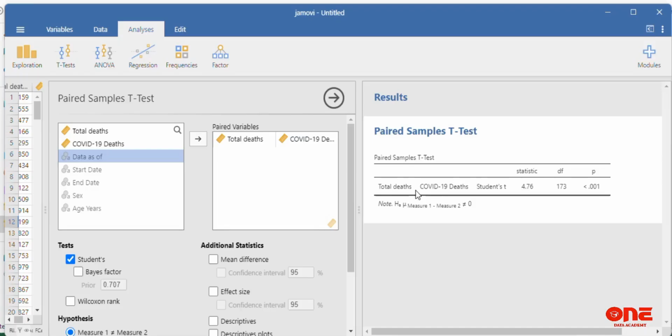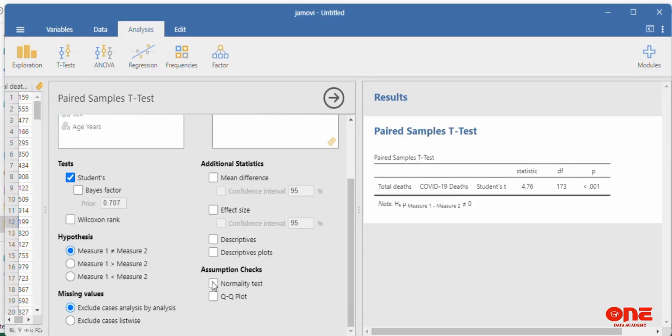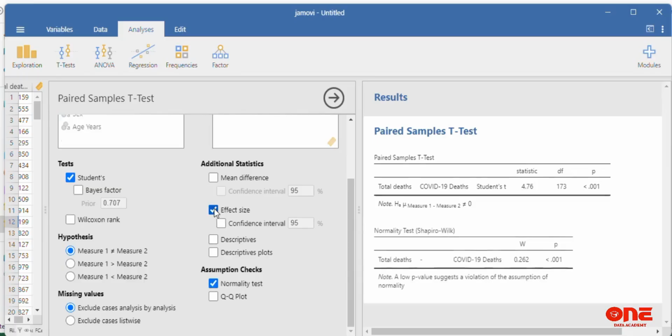The null hypothesis states that there is no statistical difference, or there is no significant difference between the total death mean and the COVID-19 death mean. So that is what this means. So that is, in scenarios like this, when we use paired samples t-tests. There are additional statistics that we can check out. There is normality, there is effect size, there is descriptive.